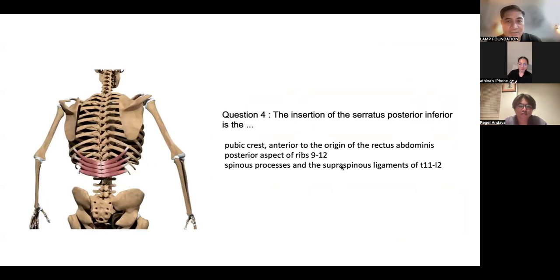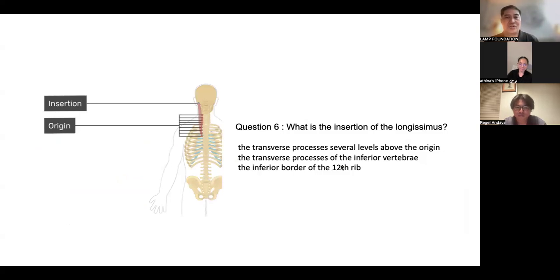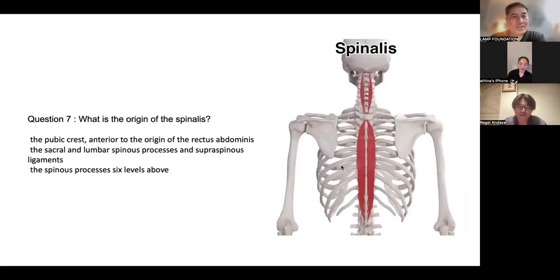The insertion of the serratus posterior inferior is the posterior aspect of ribs 9 to 12. Origin of the serratus posterior superior is the spinous processes and the supraspinous ligaments of C7 to T2. What is the insertion of the longissimus? The transverse processes several levels above the origin. What is the origin of the spinalis? It's the sacral and lumbar spinous processes and supraspinous ligaments.